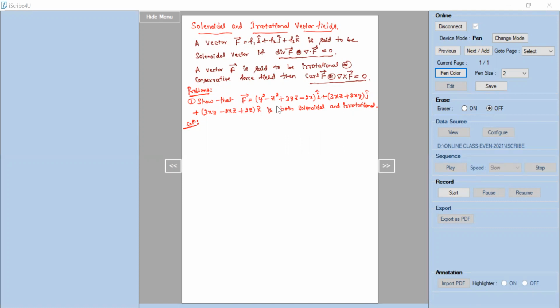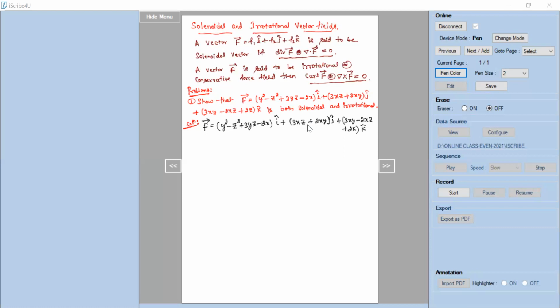For this vector, I'll first verify whether divergence is zero to say that it is solenoidal, and then I'll find the curl of this vector, and if it is zero, I will conclude that it is irrotational or a conservative force field. So let us see how to find div and curl to check the solenoidal and irrotational nature. First, the given vector f equals y square minus z square plus 3yz minus 2x into i plus 3xz plus 2xy into j plus 3xy minus 2xz plus 2z into k. So this is the given vector here.